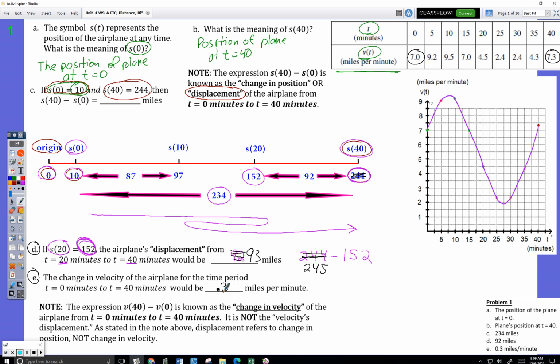Question? Okay, there's a note on the packet. I've had students struggle with this a little bit. Displacement is change in position. So if they ask you to find change in velocity, don't call that the velocity's displacement. It's not the right wording. It's not how it's said. It's just the change in velocity. So, questions about anything? Awesome. So moving on.